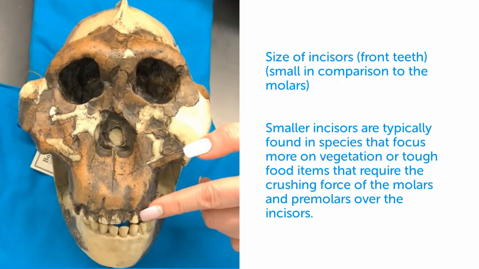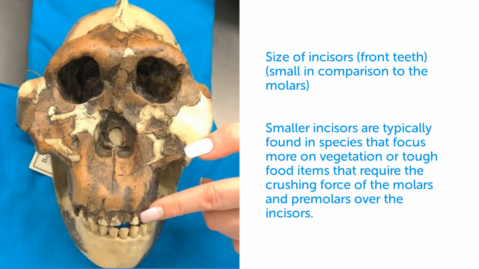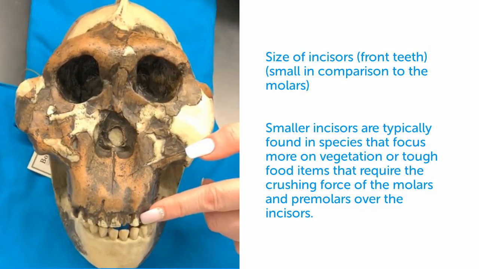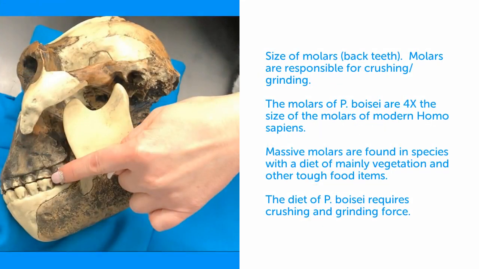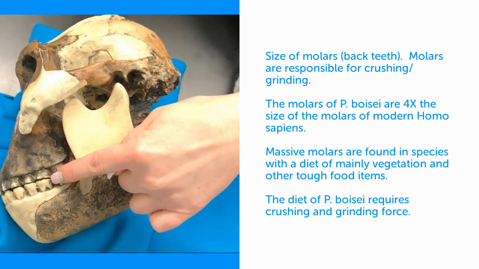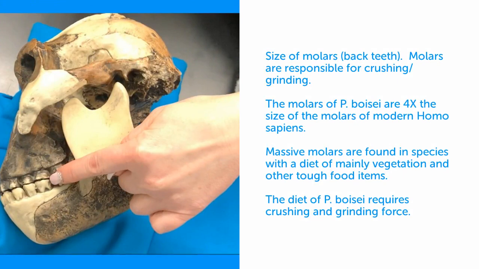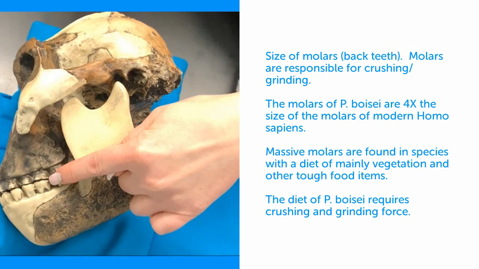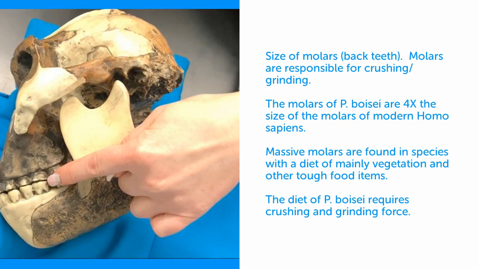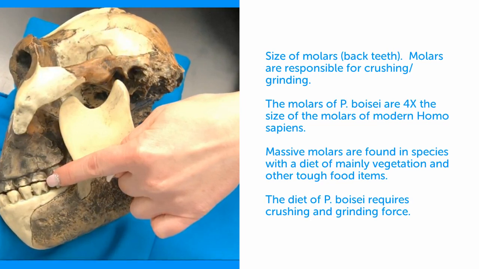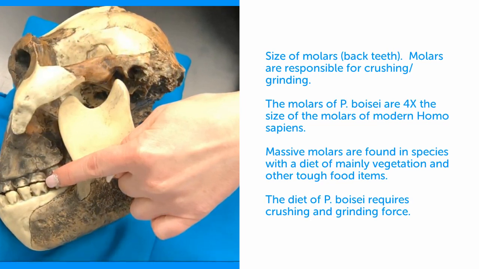The incisors are the teeth in the front of the mouth. So here we see smaller incisors in comparison to the molars. This slide here shows you the size of the molars, or the back teeth. The molars of P. boisei are 4 times the size of what we would see in modern Homo sapiens. Massive molars are found in species with a diet of mainly rough, tough vegetation that requires a lot of chewing.